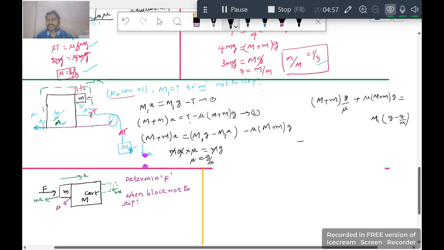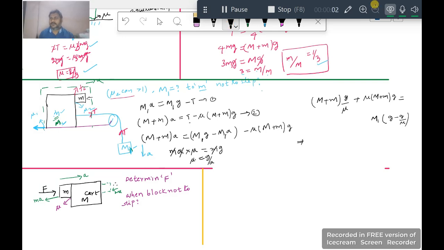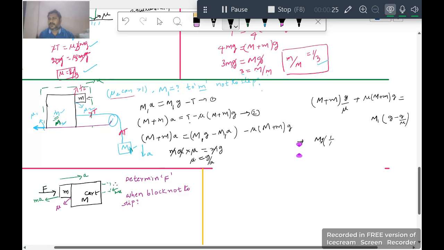So now that implies, I want m1 only. So now G by mu will come to this direction. Capital M, so here also mg into mu, right? So mu capital M into G. Here capital M take common. Capital mg take common. So here 1 by mu plus mu is here.